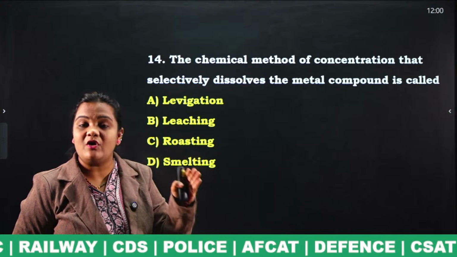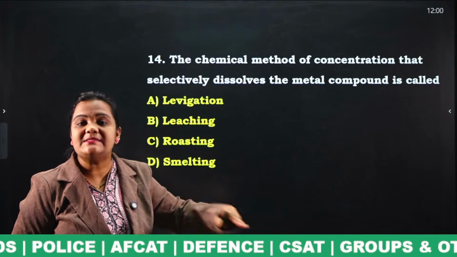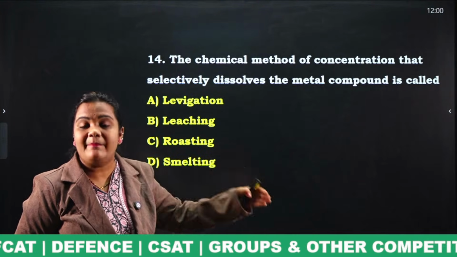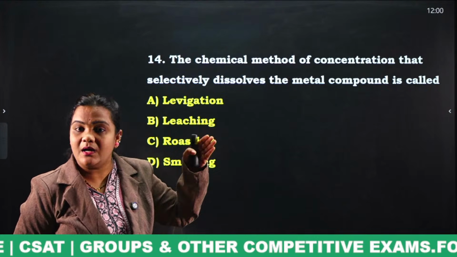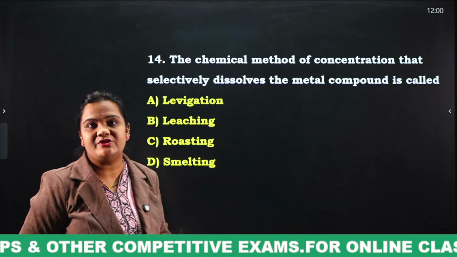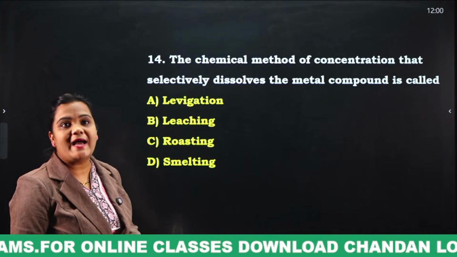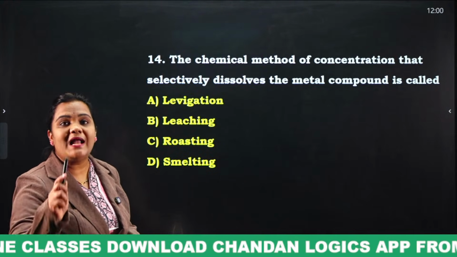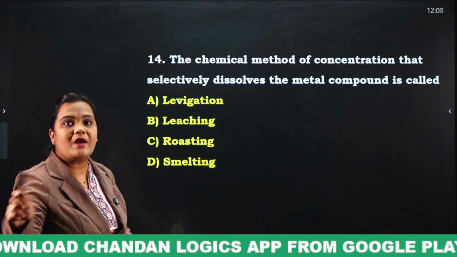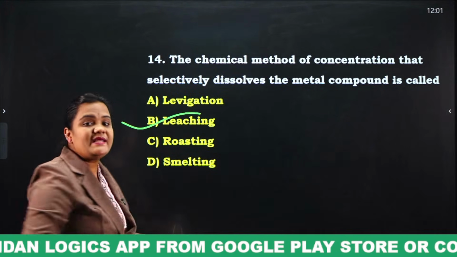That means the impurities and the metal are separated by dissolving the metal in this leaching agent. So what is the answer for this question? I have already told you the answer also. Chemical method is also known as what? Leaching method. So what is this leaching method, students?